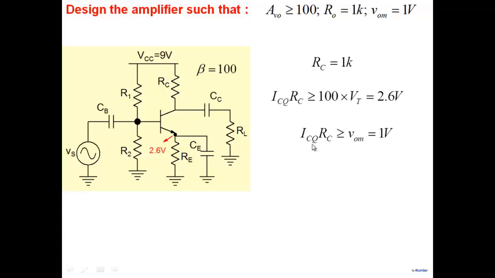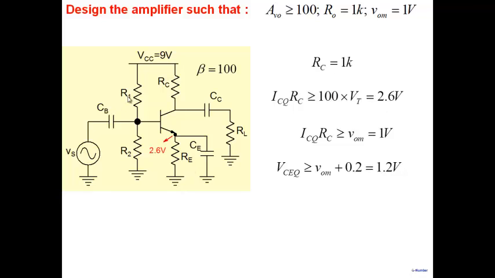So I'm saying ICQ·RC must be greater than 1 volt from the swing consideration, but I already have a constraint: ICQ·RC is 2.6, so this doesn't really matter for me. The other one is VCEQ must be greater than the swing plus 0.2, so VCEQ must be greater than 1.2. So that's the other constraint coming from here. Alright, so now how do I proceed? It says VCEQ should be greater than or equal to 1.2 to get a swing of 1 volt, and ICQ·RC must be greater than 2.6.